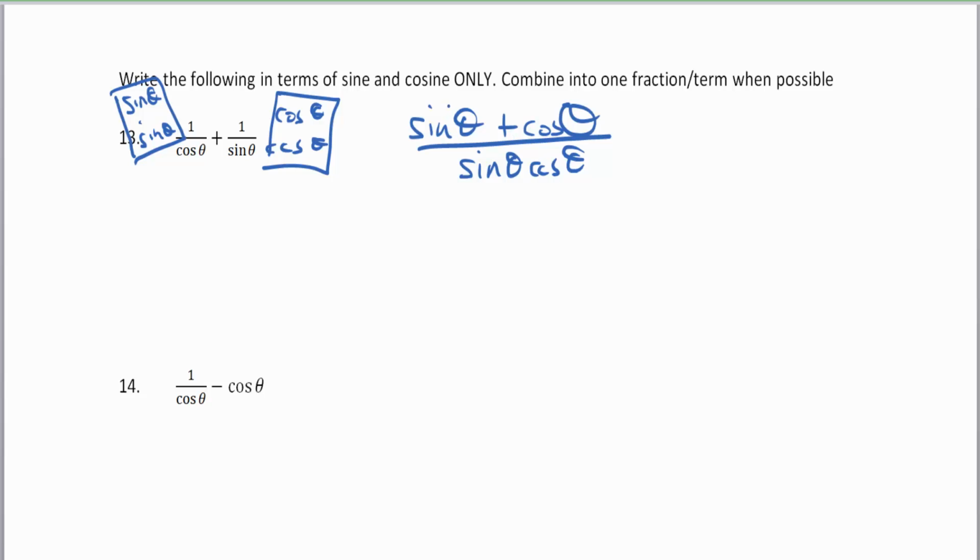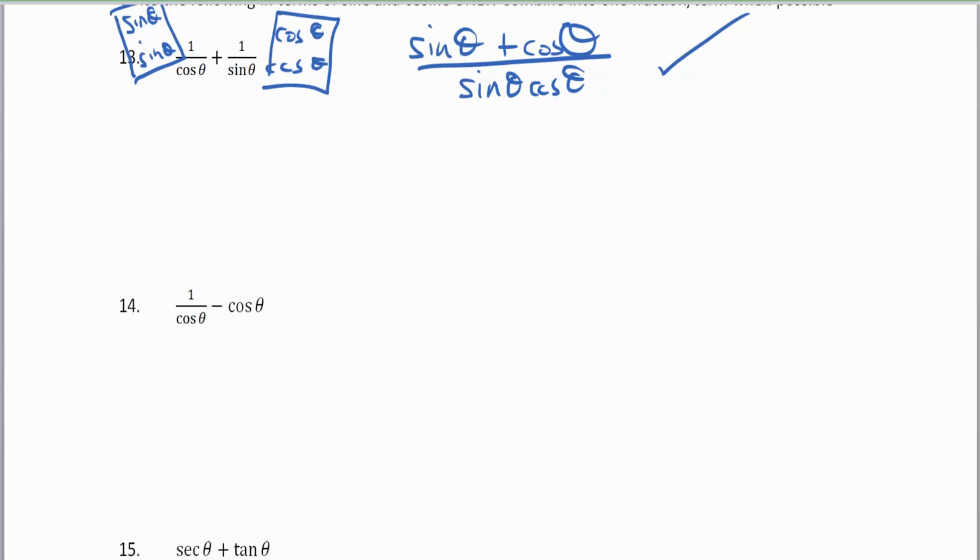No, that's sine squared theta and cosine squared theta. Well, can I just put those squares in there and get a 1? No, you can't. Oh, can I just cancel the numerator with the denominator? No, you can't. That's a no-no. So you're literally done. Right there. That's as far as you should go.